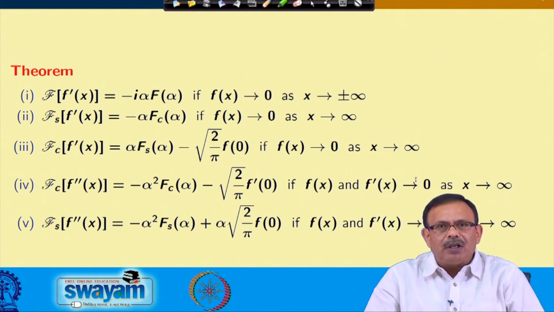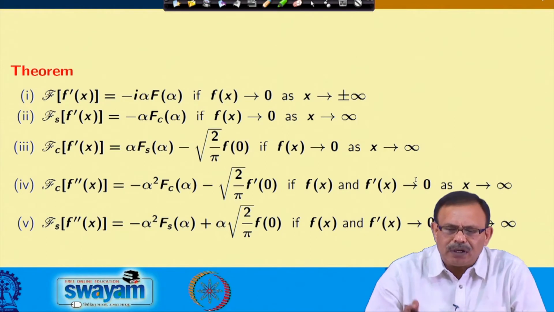Here only one thing is there. In the first three cases only f(x) approaches 0. So, whenever I am taking the second derivative, then not only f(x), but f(x) and its first derivative, that is f'(x), both should approach 0 whenever x approaches infinity. So, let us see the theorems, proofs of the theorems one after another.